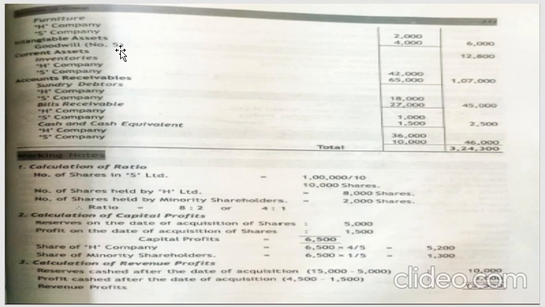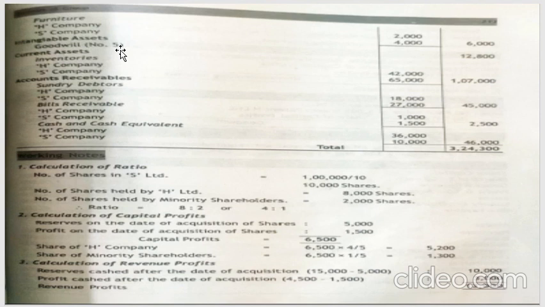So now this 6,500 will be distributed to the parent company and the minority shareholders. 6,500 into 4 divided by 5 will give you 5,200, and 6,500 into the ratio 1 divided by 5 will give you 1,300.